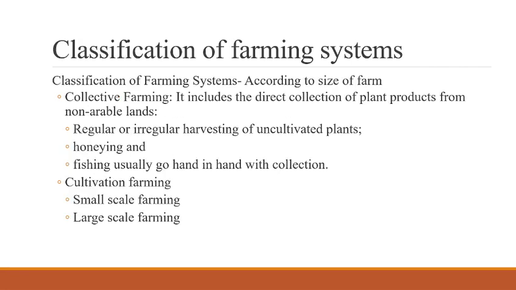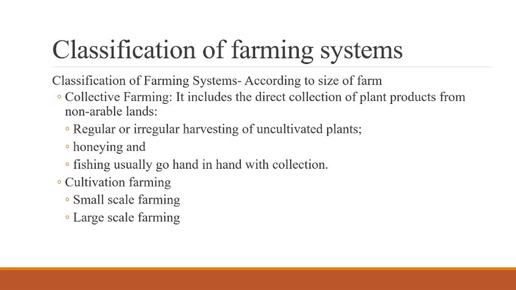Okay, now let me explain to you ways of classifying farming systems. Here we look at the criteria of classifying farming systems. The first classification is according to size of farm. Here we can talk of collective farming and cultivation farming.